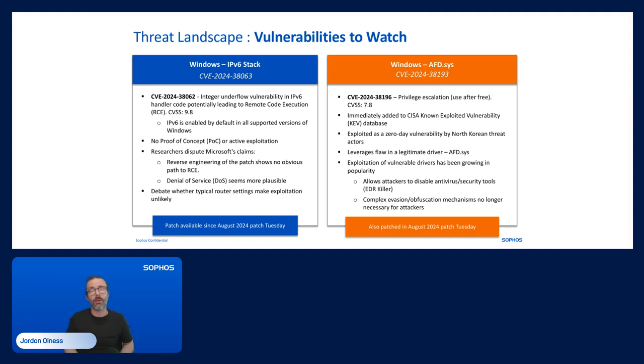First one, the one getting all the headlines, it's CVE-2024-38063. This is an integer underflow vulnerability in the IPv6 handler code, leading to, according to Microsoft, remote code execution. More on that later. What this means is that, according to Microsoft, an attacker could create a specially crafted packet or series of packets, send them at Windows machines that run IPv6, which is pretty much all of them, and receive remote code execution.